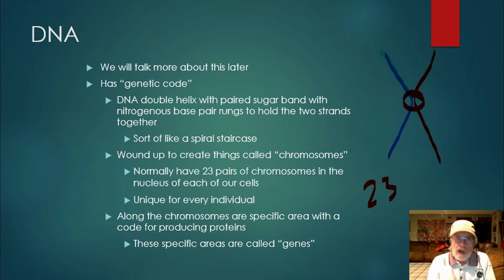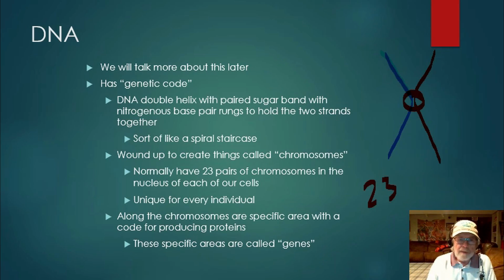Each cell has a nucleus, with the exception of maybe red blood cells and a couple other odd exceptions. Inside that nucleus of every cell in our body, we have 23 pairs of chromosomes. And those chromosomes have a code that says, this is me. It's unique for every individual, unless, of course, you have an identical twin. If you have an identical twin, guess what? They have your chromosomes too.